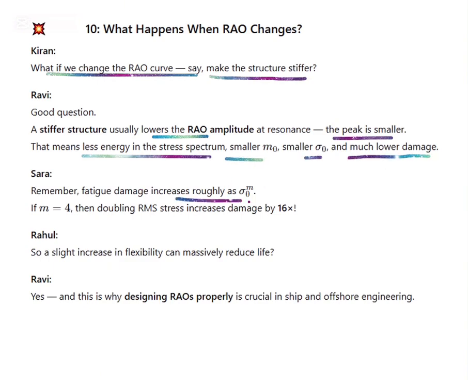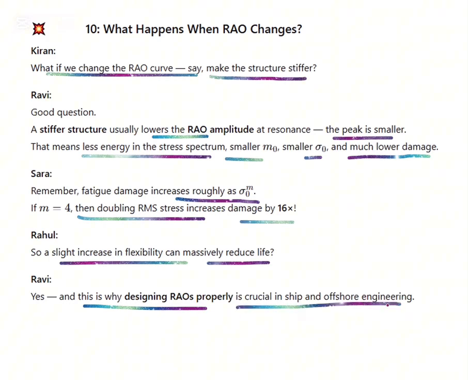Remember, fatigue damage increases roughly with stress to the power m. So with m equal to 4, doubling the RMS stress means damage increases by 16 times. So a slight increase in flexibility can massively reduce life, and this is why designing RAOs properly is crucial in ship and offshore engineering.